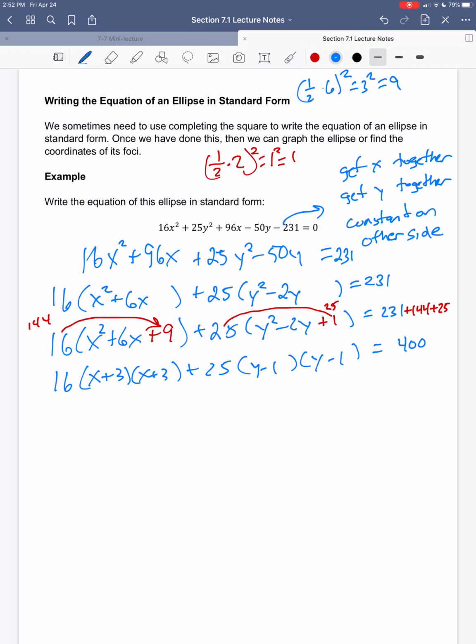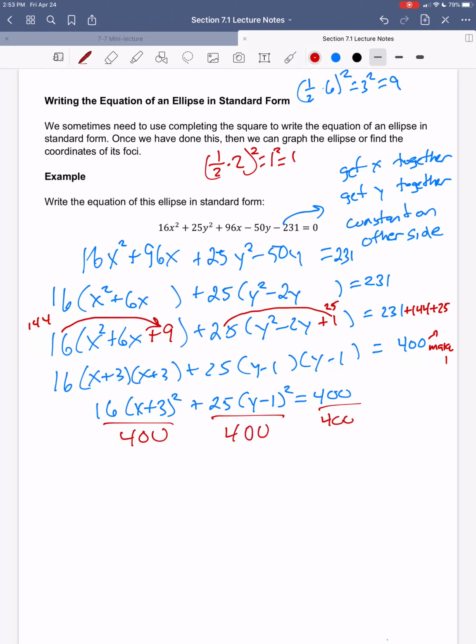Now, for standard form, we want that to be 1 over there. We want something squared plus something squared equals 1. Let me rewrite this, though, here first. So 16 times x plus 3 squared plus 25 times y minus 1 squared equals 400. Now I'm going to divide by 400. But that's going to make me divide both parts of this side by 400 as well.